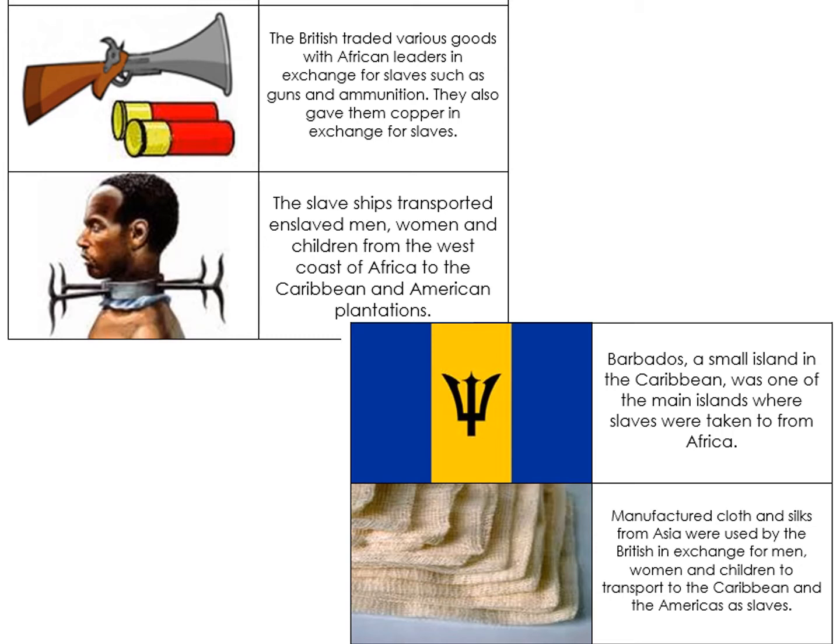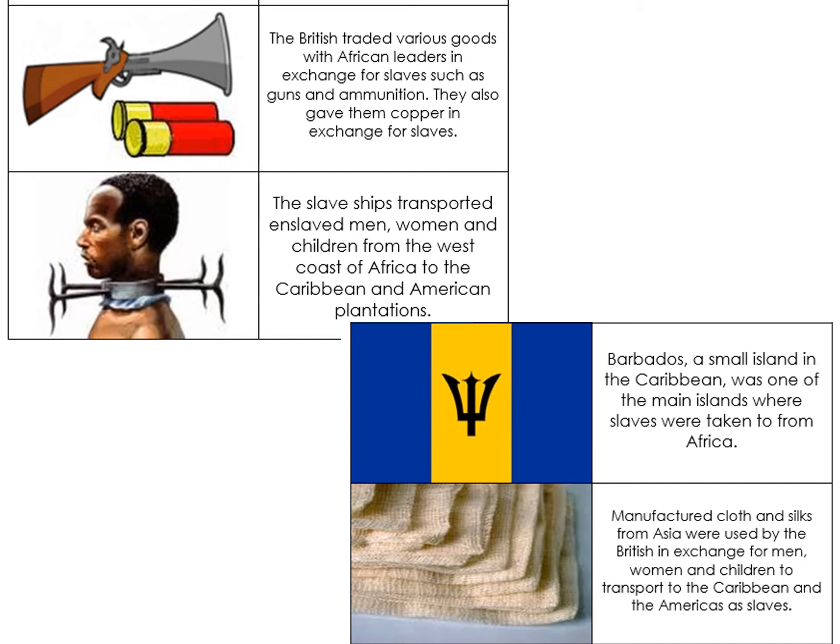Okay, so the British traded various goods with African leaders in exchange for slaves, such as guns and ammunition, and they also gave them copper in exchange for slaves. The slave ships transported enslaved men, women and children from the west coast of Africa to the Caribbean and American plantations. Barbados, a small island in the Caribbean, was one of the main islands where the slaves were taken to from Africa, and manufactured cloth and silks from Asia were used by the British in exchange for the men, women and children in Africa to transport to the Caribbean and the Americas as slaves.